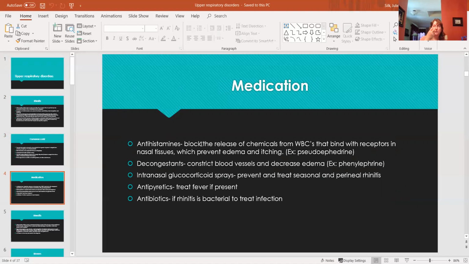Decongestants, so if you're real stuffed up or something, we're going to take those. That would be like phenylephrine. It's going to constrict your blood vessels and decrease the edema that you're having. There are also nose sprays that are glucocorticoid sprays. This would be like your Flonase, if anyone takes Flonase over the counter. This would be something that you would take daily.